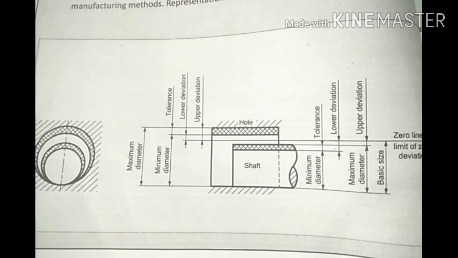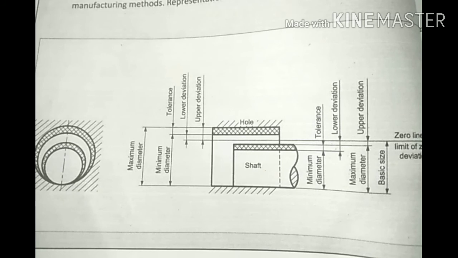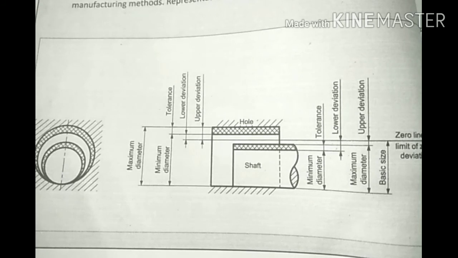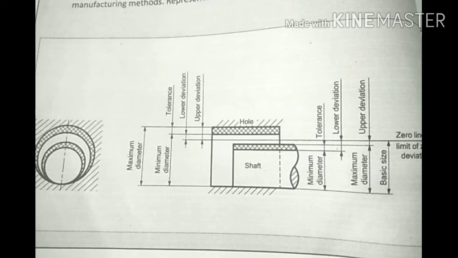So interchangeability means any nut or any bolt can be fitted to each other. It doesn't mean that number 1 bolt is fitted to number 1 nut, number 5 bolt is fitted to number 5 nut. So any nut or any bolt can be fitted to each other or can be screwed to each other. That is called interchangeability.